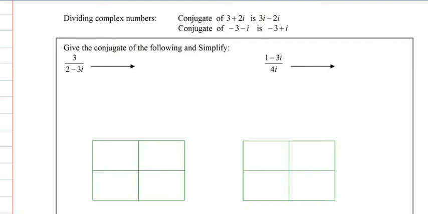This is dividing complex numbers, but we're really not dividing them. What we want to do is turn this denominator into a rational number. We're really rationalizing, so the same rule is going to apply. We have to use the conjugate.